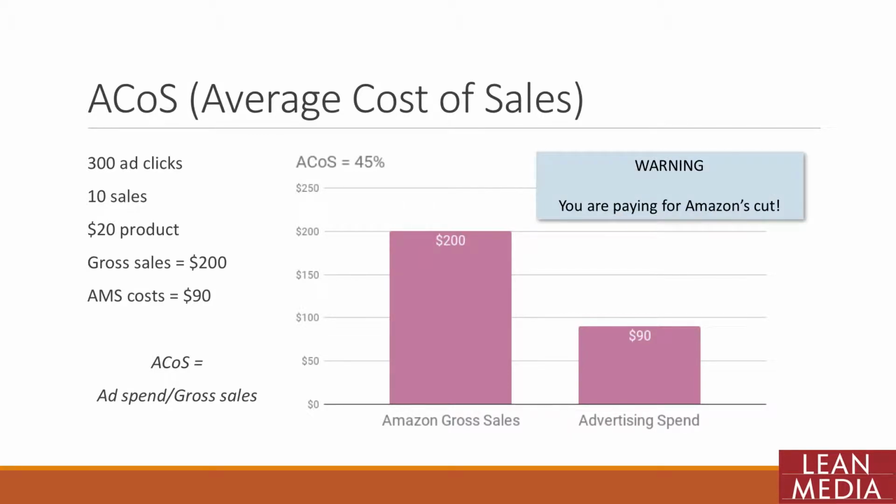But, warning, you are paying for Amazon's cut. So the gross sales, the $200, also includes the money that Amazon is making, Amazon's revenue. So Amazon's revenue, of course, includes its own costs as well as its profit. And you're paying for that. So I think ACoS is actually a very poor measure of the success of your campaign. And I'll get into that when I describe the next two metrics that I use.